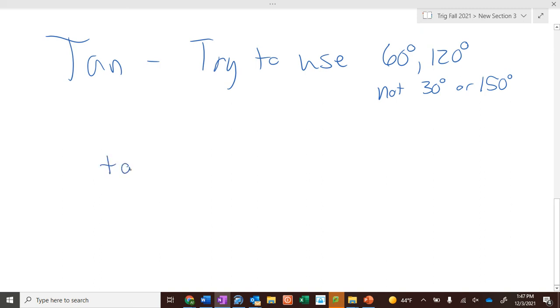So let's say we have the tangent of 15 degrees. That would be the tangent of what minus the tangent of what?